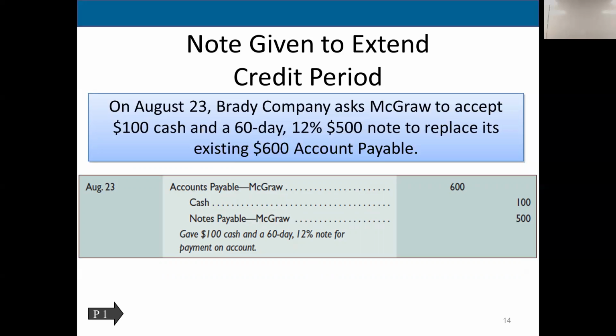So right now, McGraw is carrying an accounts payable of $600. They are going to debit the accounts payable, and now crediting cash $100, that's the amount they just received, and then $500 matching the amount of the note. Remember, first payment, we've just received $100, so we've not started to receive any payment off of the finance portion. Okay.